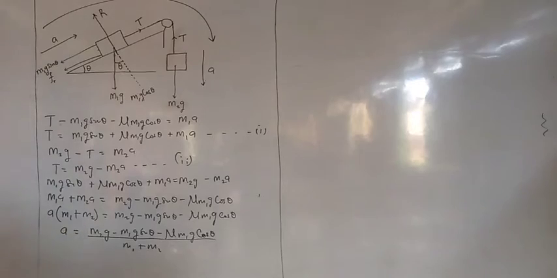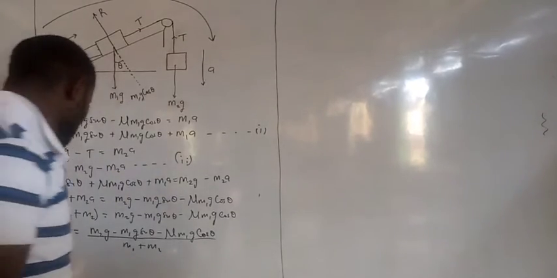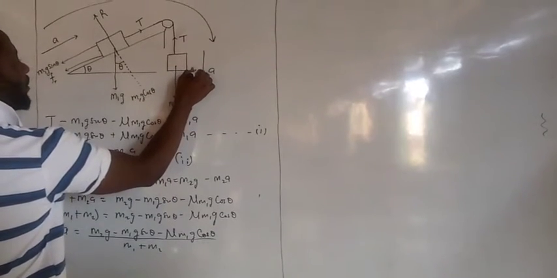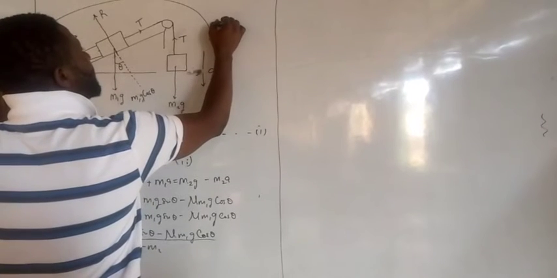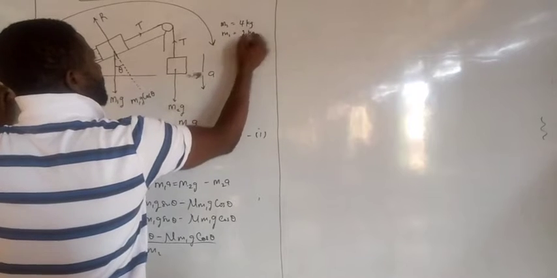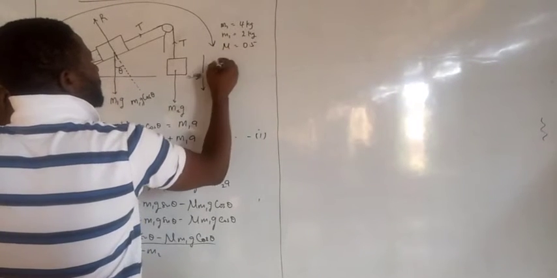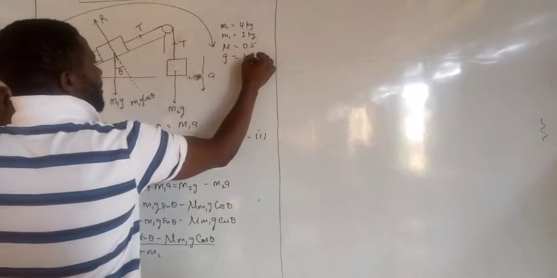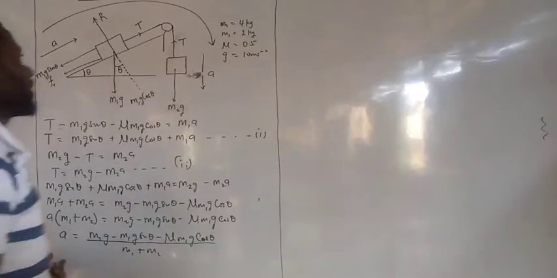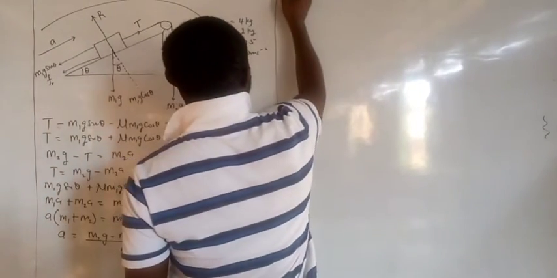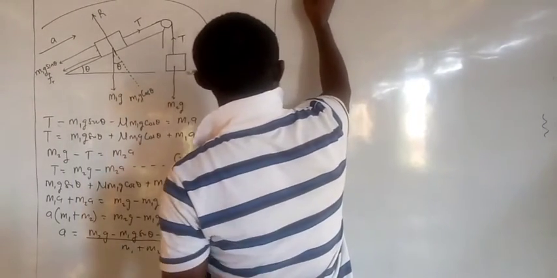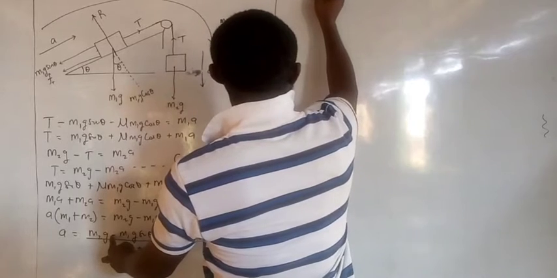Now, I think we can just play with some values. Supposing my M2 is 4 kg, M1 is equal to 2 kg, mu is given to be 0.5, and G is 10 meter per second square. From here now, what is my acceleration? My acceleration is equal to, according to the formula here, what is M2? 4 kg. What is acceleration due to gravity?